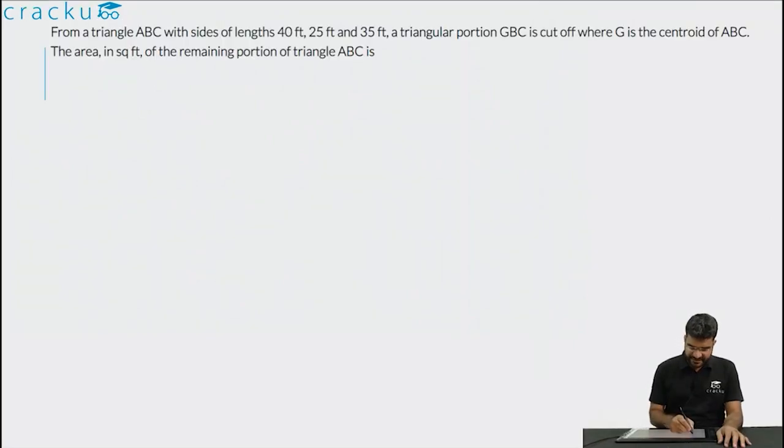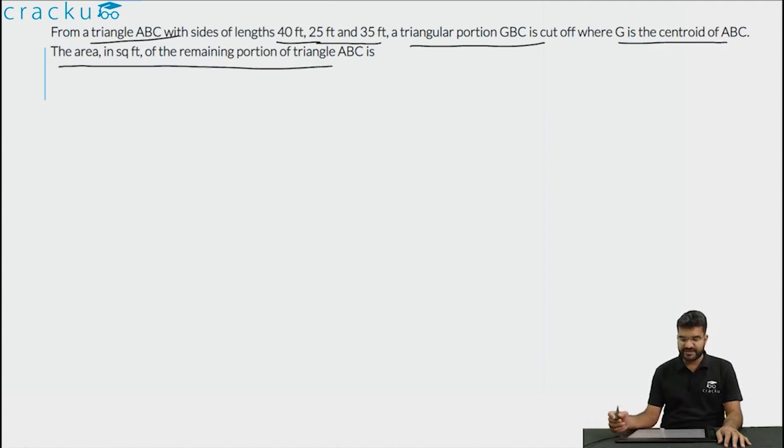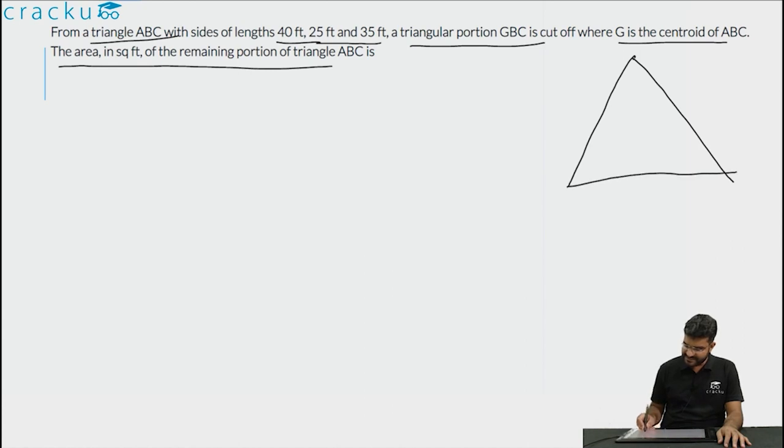In this question, it is given that there is a triangle ABC with sides 40 feet, 25 feet and 35 feet. A triangular portion GBC is cut off where G is the centroid of ABC. We are required to find out the area of the remaining portion of triangle ABC. So let us first draw the rough diagram to understand what exactly is given and what exactly is asked. So suppose this is ABC and suppose this is G, which is the centroid.